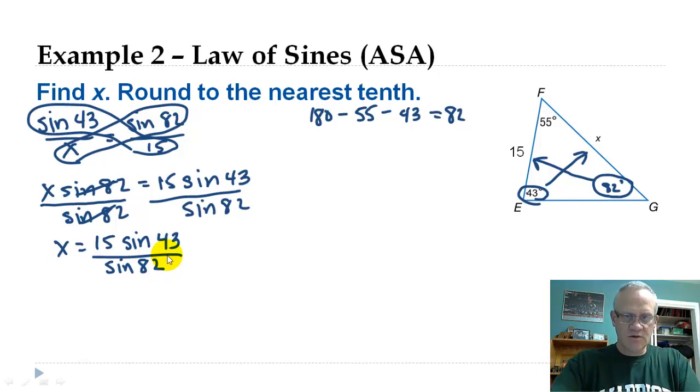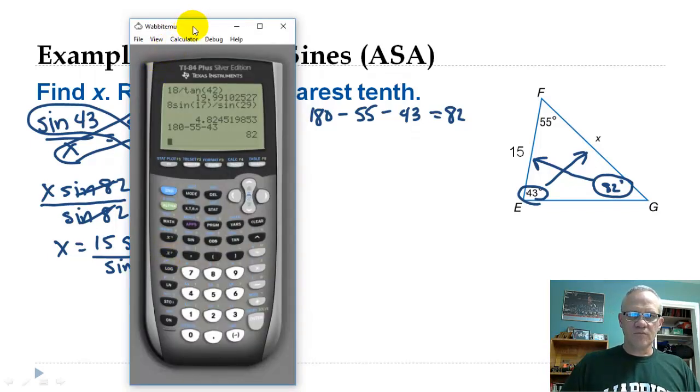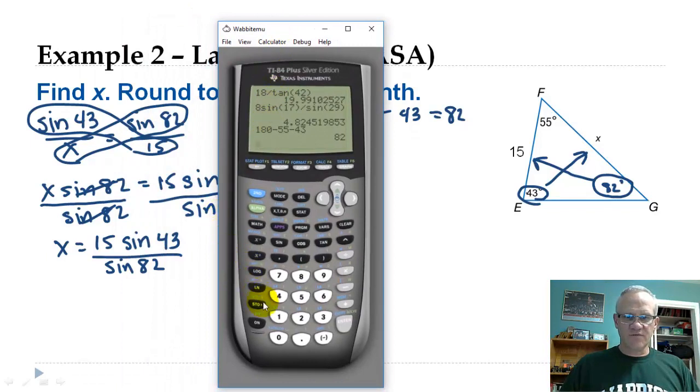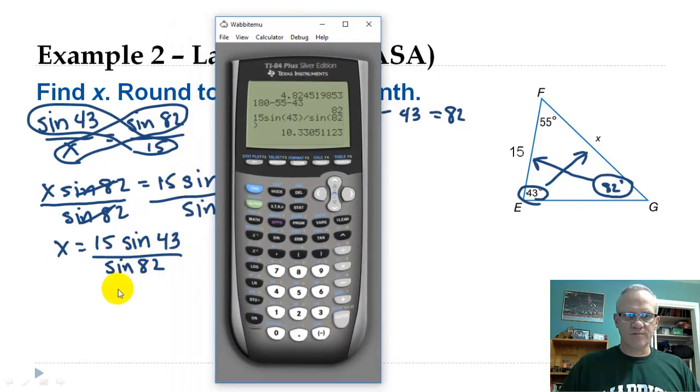All right, calculator. And so we're going to type in here 15 sine of 43, close parentheses, divided by sine of 82. And so that's going to give us about 10.3. I think, again, that was to the nearest tenth. Yeah, so 10.3. So x would equal approximately 10.3.